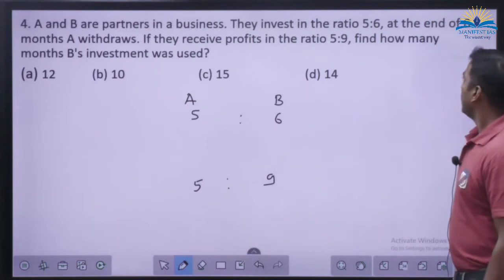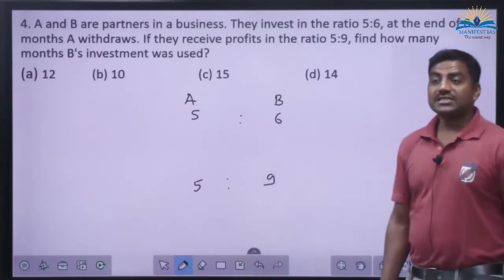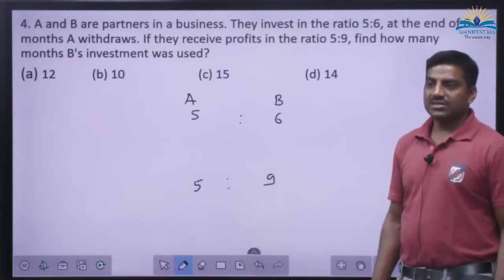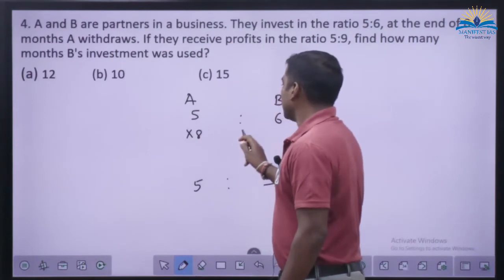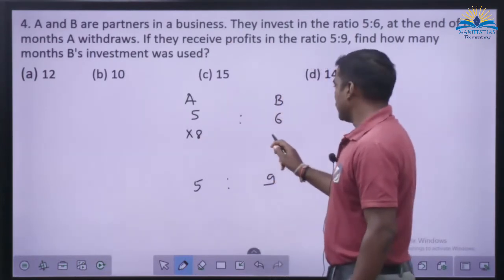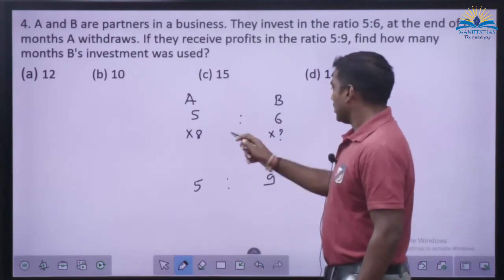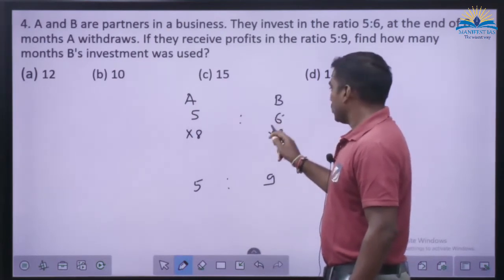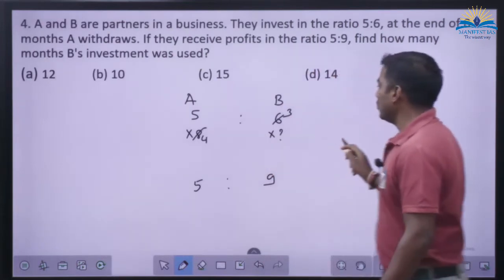And at the end of 8 months, A withdraws. So A's investment has stayed for how many months? Then B's investment? We don't know. Now can we calculate? Here again try to cancel. 2 3s are, 2 4s are. Here 20 is 2.